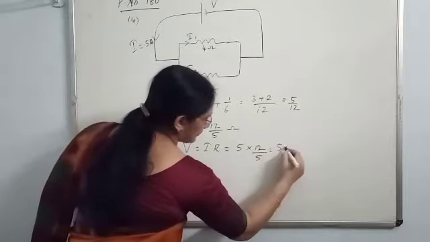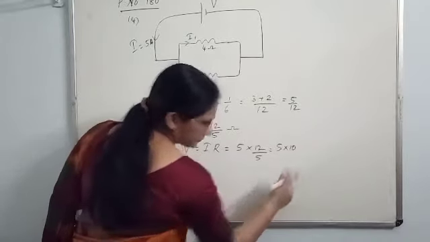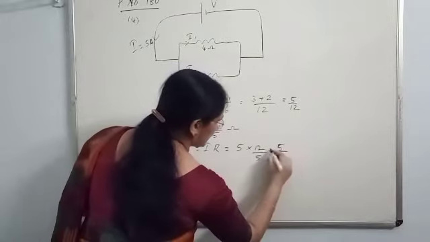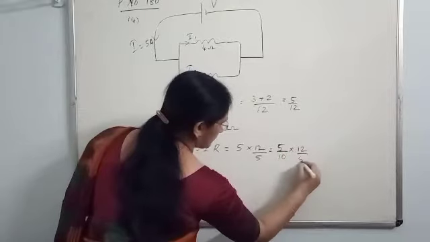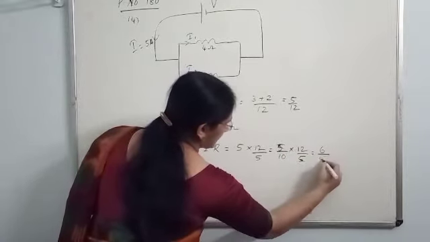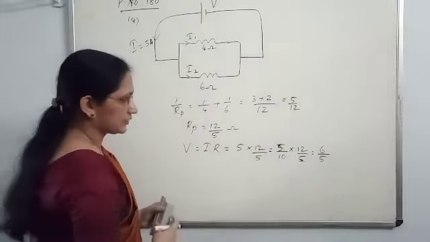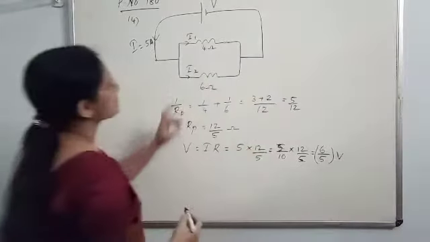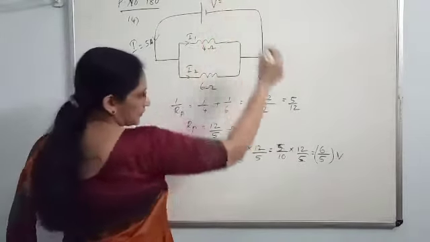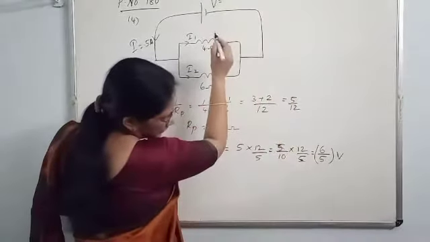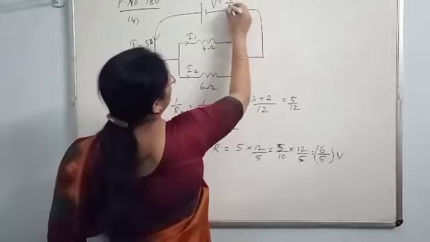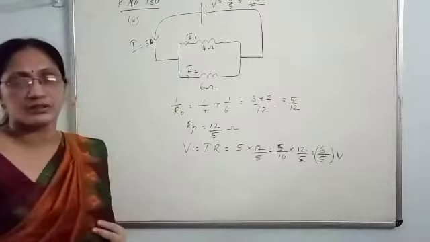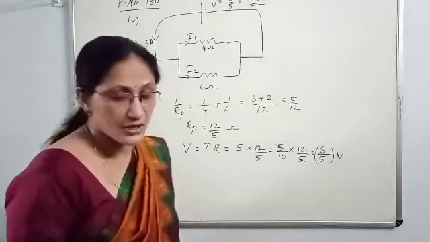That means 5 by 10 into 12 by 5. 5 cancel. 6 by 5. That is the potential difference of the cell. 6 by 5 volt, or you may write in decimals also, 1.2 you will get. That is the terminal voltage of the cell or potential difference of the cell.